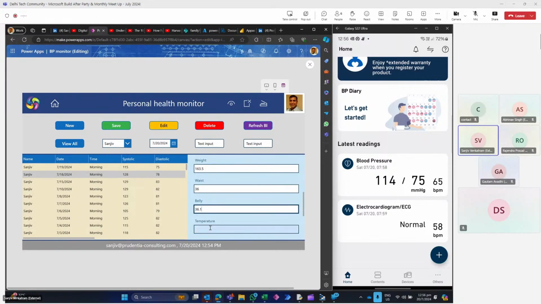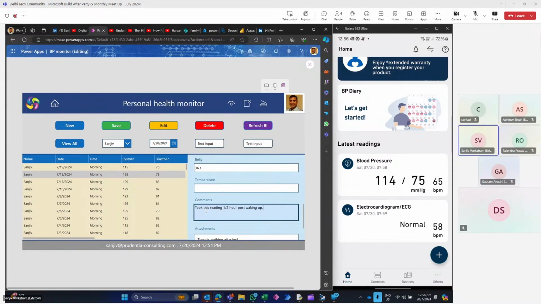And then for my dad, I monitor the temperature as well. And here, this is very important. I mark out the comments saying, took this reading half hour post waking up.